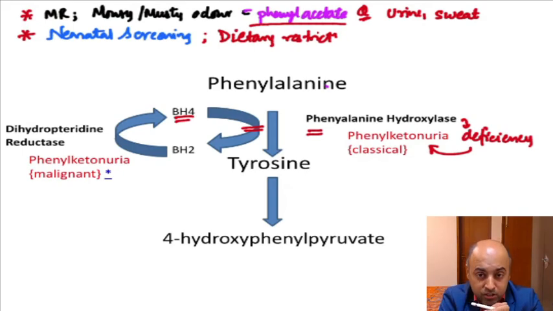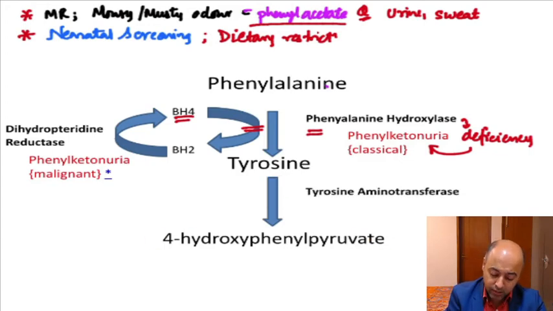So a lot of import restrictions are there in the import of these. So you have to find suitable supplements which are free of phenylalanine. In the normal course, the tyrosine is then converted into the hydroxyphenyl pyruvate by the enzyme tyrosine aminotransferase.